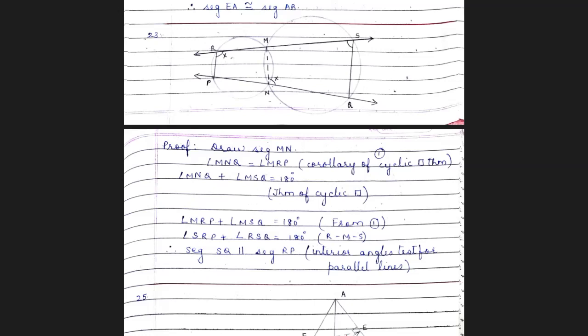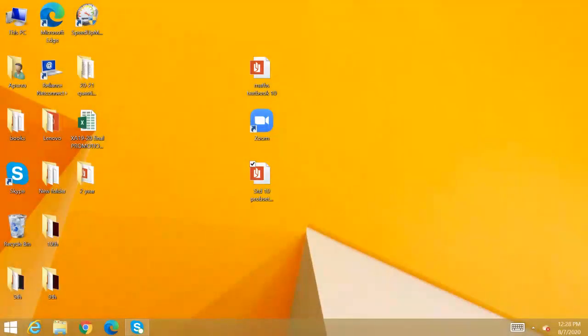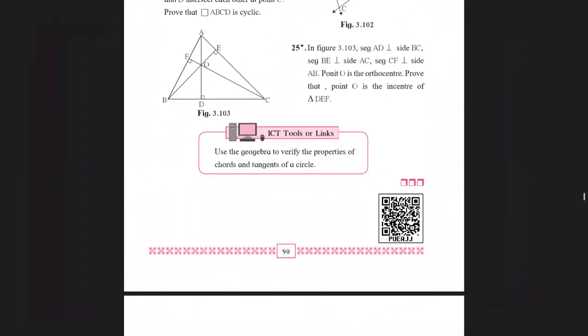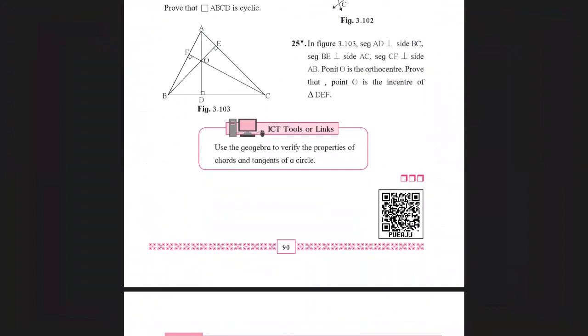Next, question number 24 is again not there in your syllabus, and we go to question number 25. Question number 25. In figure 3.103, segment AD perpendicular to side BC. Segment BE perpendicular to side AC. Segment CF perpendicular to side AB. Point O is the orthocenter.